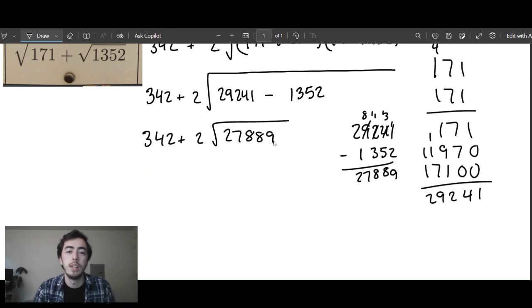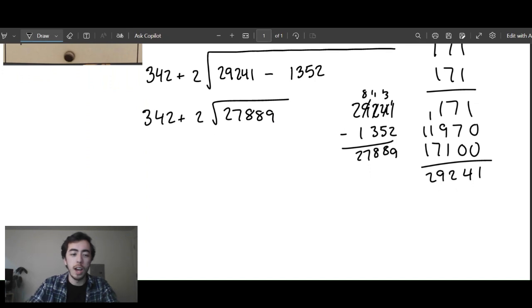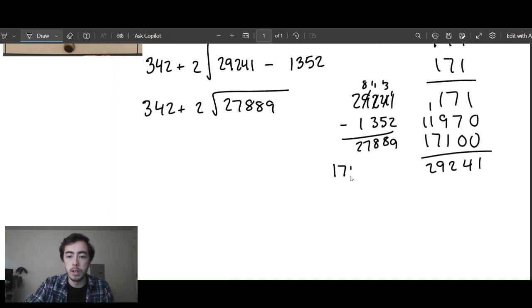27,889. Now I have memorized my square numbers to an extent, but not this high. And so I'm not quite sure what it's going to be. I'm hoping that this is some whole number. It's kind of in the same ballpark as the 171. So maybe this is something like 170 squared or 169 squared, something around there. So let me think about some square numbers below 171 squared. If I do 170 squared, it'll end in some zeros, so that doesn't work.